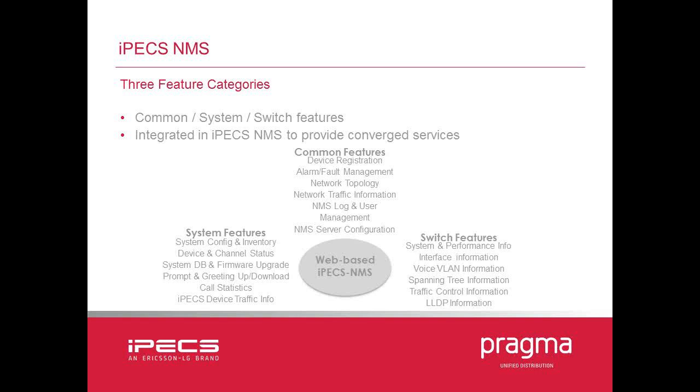On the system side, we're looking at the system configuration and inventory, so what devices are connected to that particular system and how many there are. We can look at the devices themselves and the channel status, so we're looking at the CO lines and the stations and seeing what each individual channel is doing.